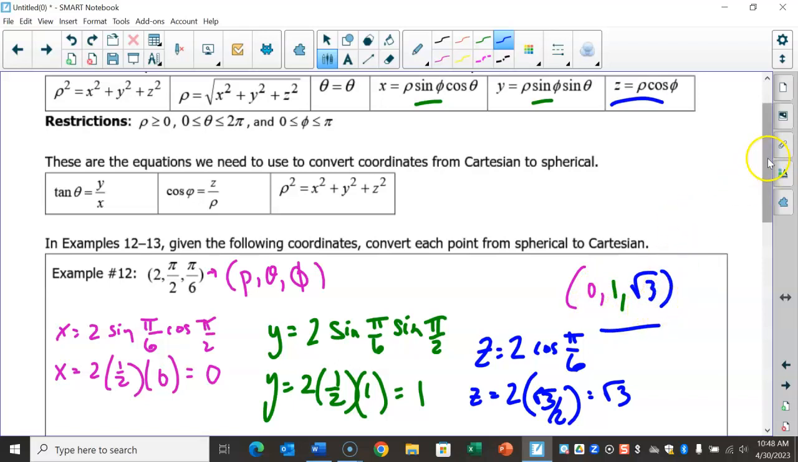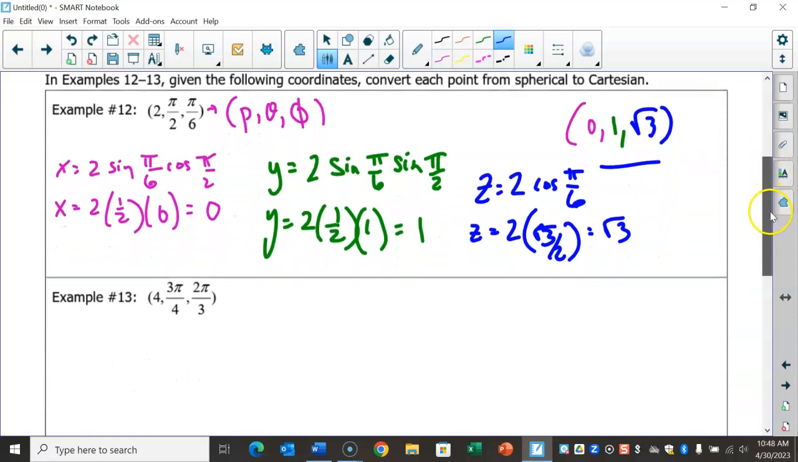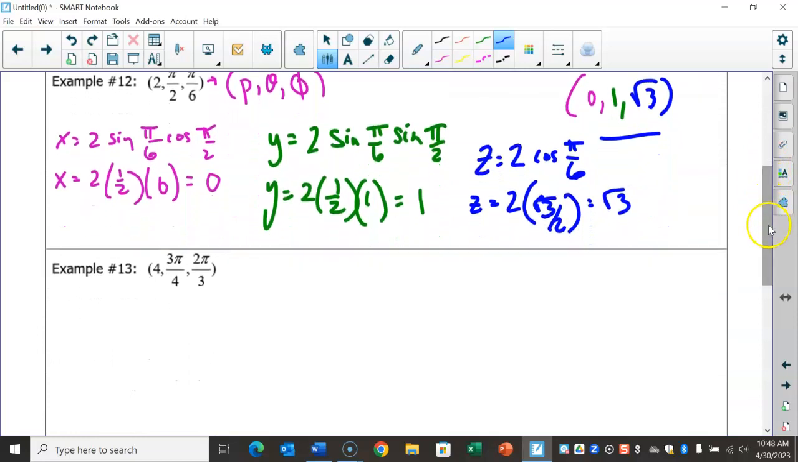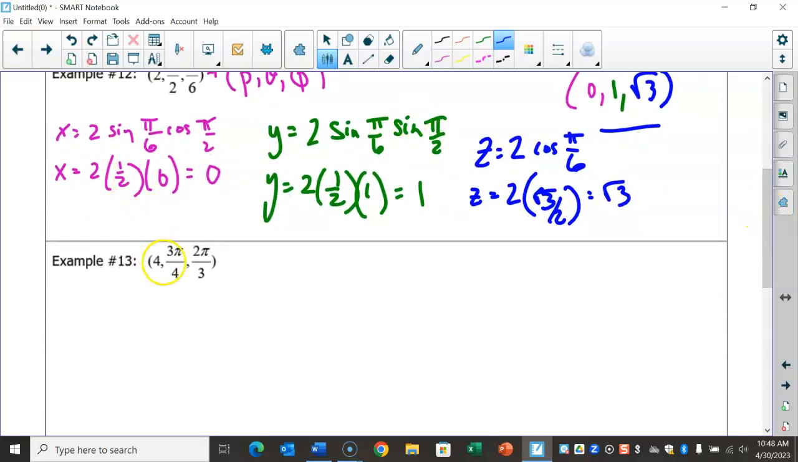Okay? So what I'd like for you guys to do here now is take exactly what we did here. If you want to pause the video, take the coordinate 4, 3 pi over 4, and then 2 pi over 3, and see if you guys can find the Cartesian coordinates for this spherical one. So pause it, and we'll be right back.